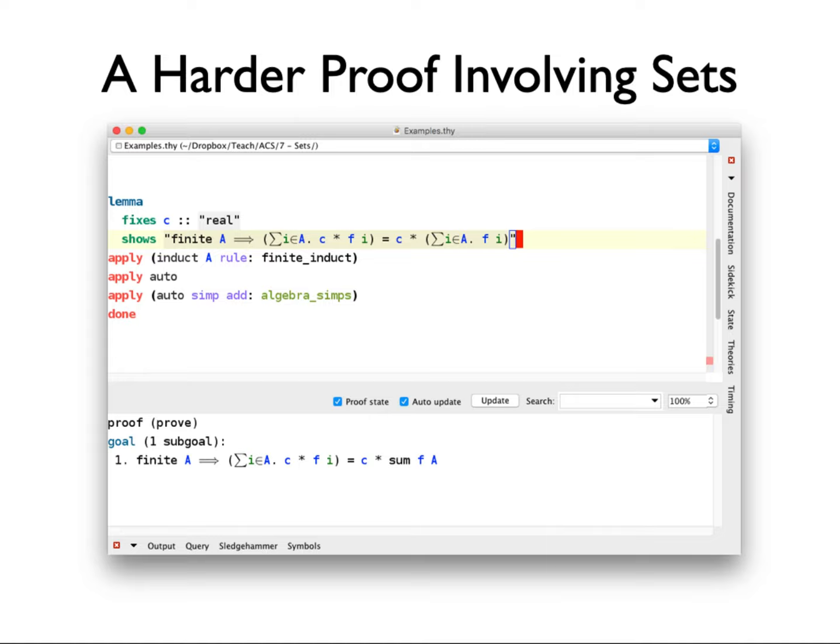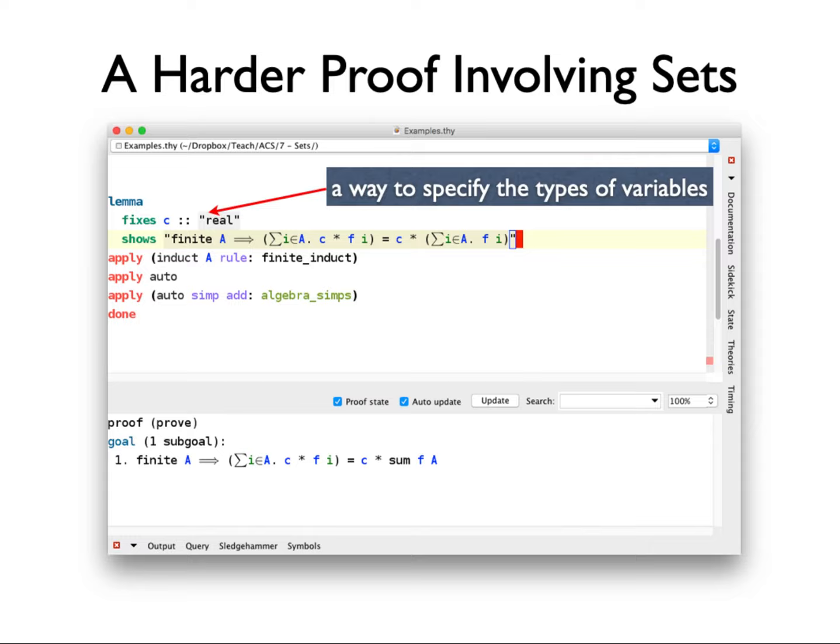Okay, so let's look at some actual Isabelle. We saw that other proof and that was automatic. Now, what does this thing say? A being finite shows us that the sum indexed over A of C times f i equals C times that sum. This is a kind of obvious distributive law, but we should look at how to prove it.